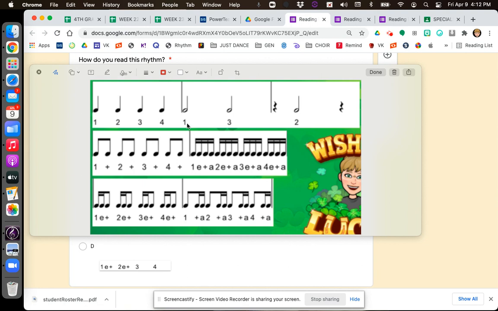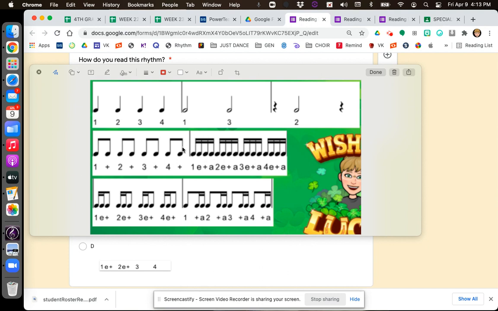Half notes. 1, 3, because they each get 2 beats. This is my hidden second beat. This is my hidden fourth beat. Here's my rest on the first beat. So we don't say anything for that. So this would be 2. Now, eighth notes we should know by now are 1 and 2 and 3 and 4 and, depending on which beat into which they fall. So 2 eighth notes on the third beat would be 3 and.